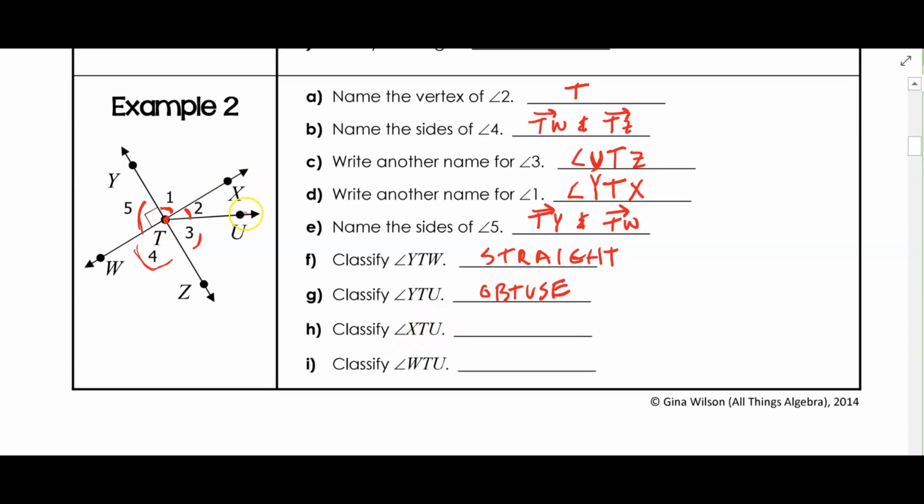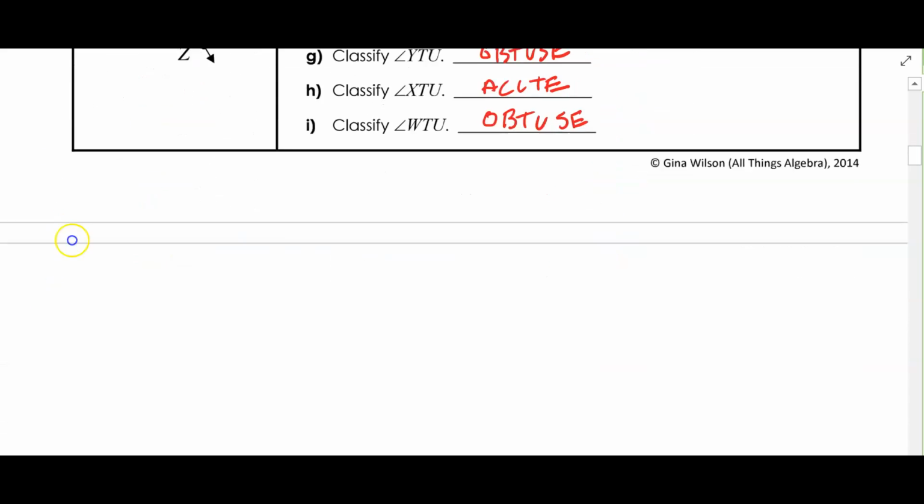XTU. XTU looks like it's less than 90, so that's going to be acute. And WTU. WTU looks like it's more than 90 again, so that's going to be obtuse. Okay, make sure if you have questions, you get those questions answered.